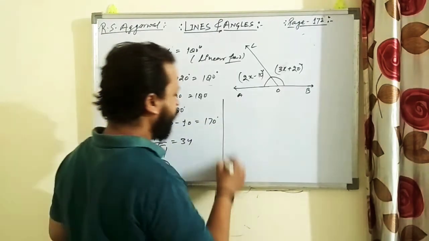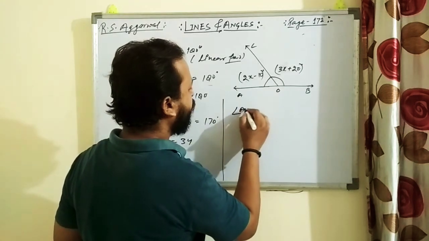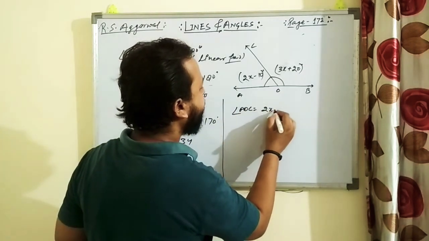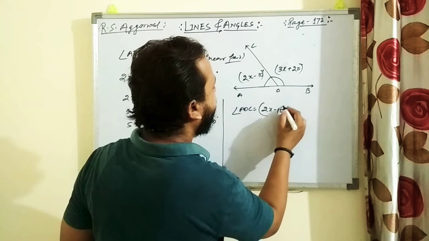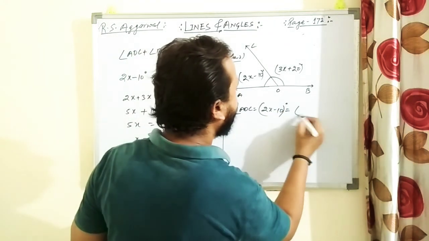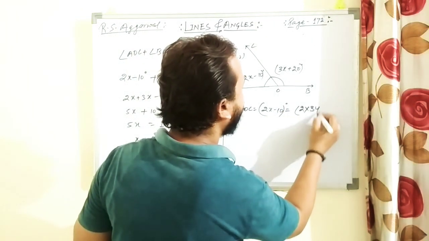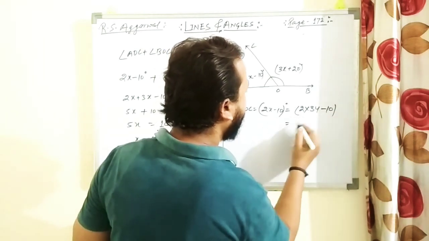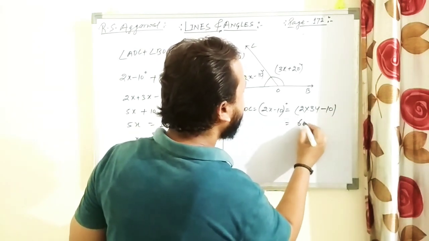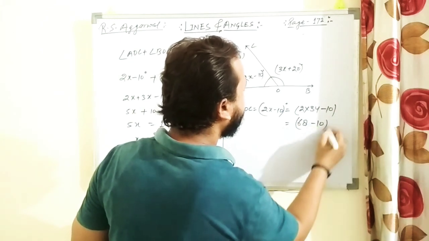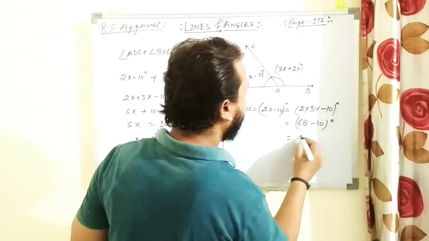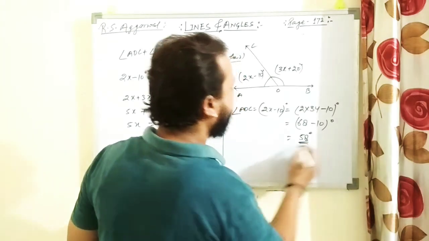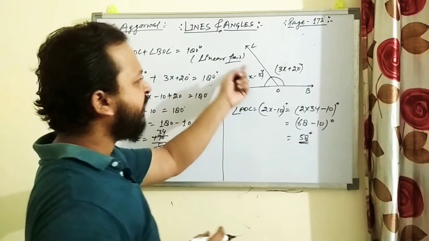So put the value, as angle AOC is given as 2x minus 10 degrees. So put the value of x. So 2 into 34 minus 10. So 2 into 34 is equal to what? 68 minus 10 degrees, that is equal to 58 degrees. So one angle is 58 degree.